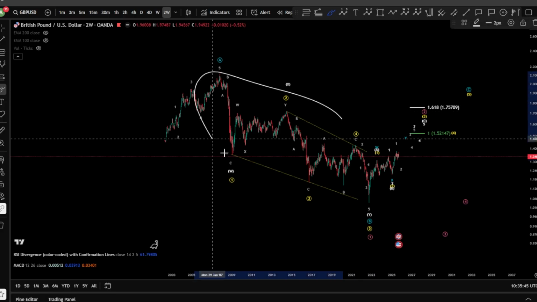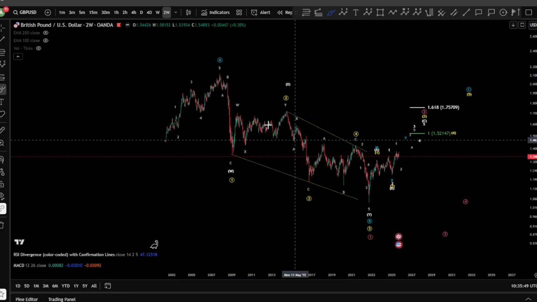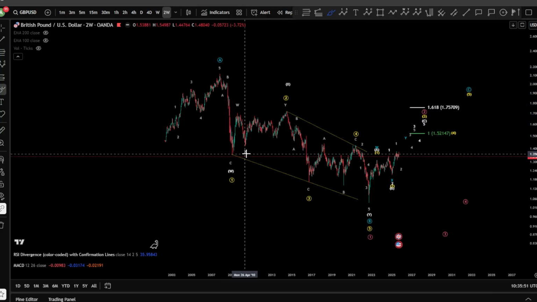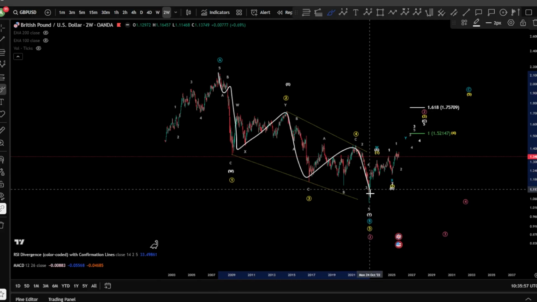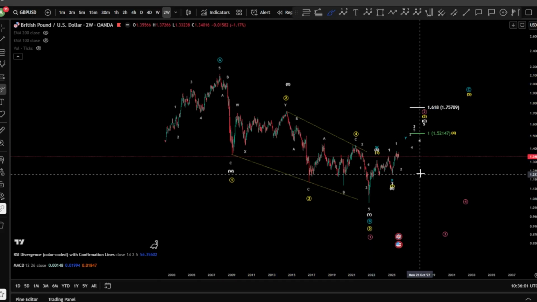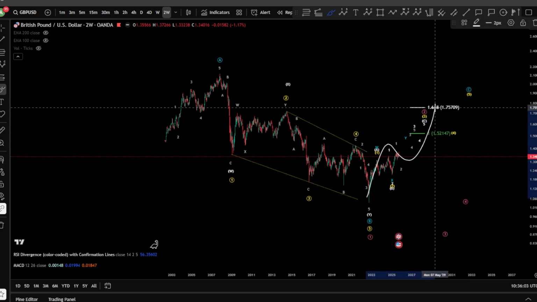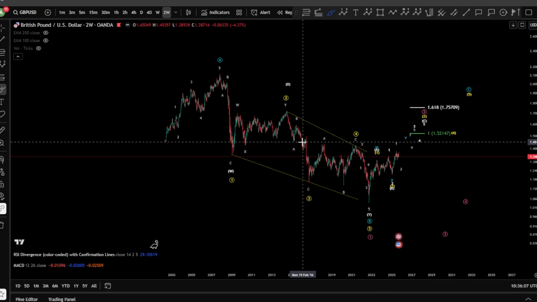However, if this is not a diagonal and we are looking at something corrective as W, X, and a Y, it can be, of course, since it looks like an impulse, but it can be, of course, an ABC zigzag, X, and a wave Y in another zigzag, and then starting, of course, the rebound toward the upside. Now, it can be corrective three ways, or it can also be impulsive towards the upside.